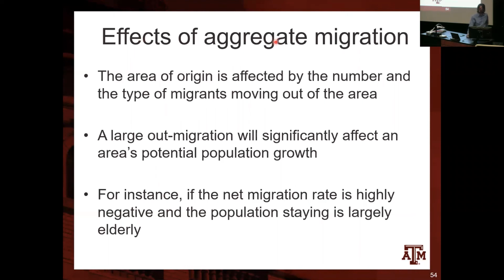And what are the effects of aggregate migration? The area of origin is affected by the number and type of migrants moving out of the area. A large out-migration will significantly affect an area's potential population growth. For instance, if the net migration rate is highly negative and the population staying is largely elderly, that will affect the area of origin a lot. And in that case, it could be in a negative way because the population staying is elderly and they will have a lower chance of working, and the area of origin will be less economically productive.